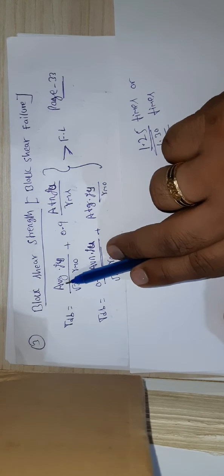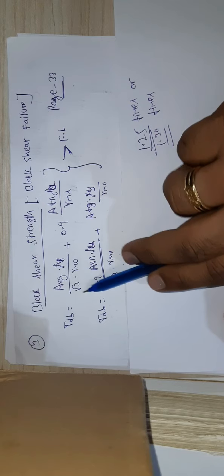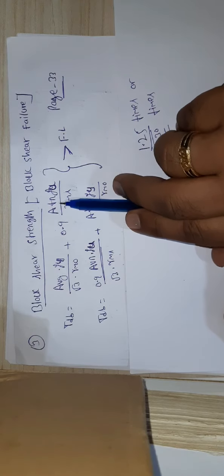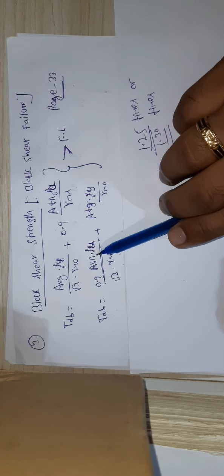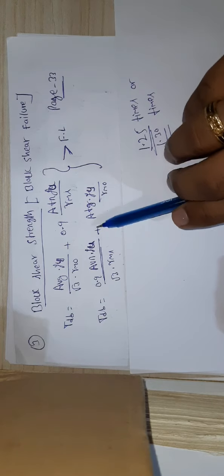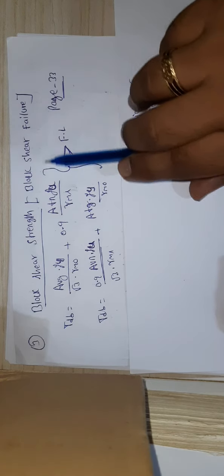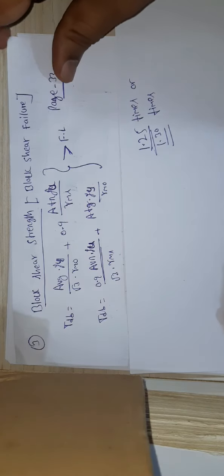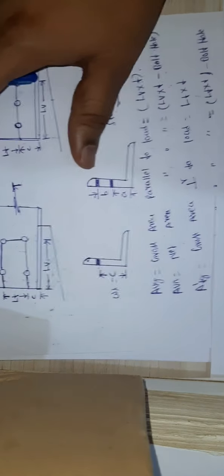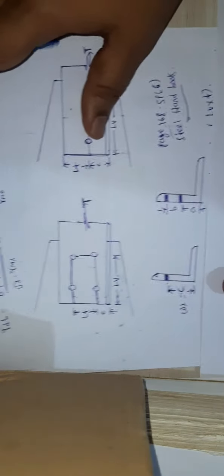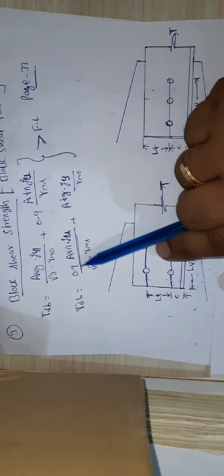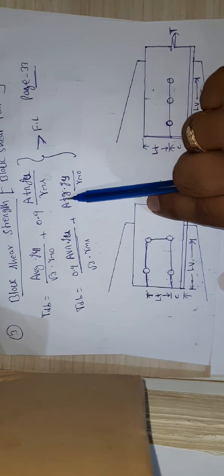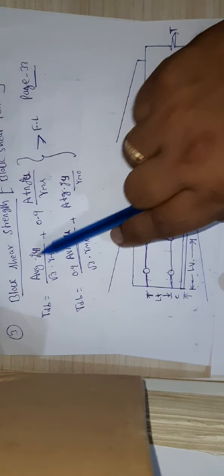What are they? T_db equals A_vg f_y by square root 3 gamma_m0 plus 0.9 A_tn f_u by gamma_m1, and T_db equals 0.9 A_vn f_u by square root 3 gamma_m1 plus A_tg f_y by gamma_m0. It should be greater than the factored load. Here also we have some terminologies: A_vg, A_tn, A_vn and A_tg.